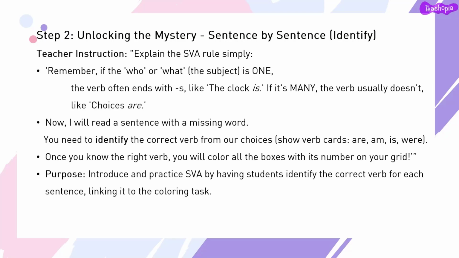Explain the SVA rules simply. Remember, if the who or what, the subject, is one, the verb often ends with S, like the clock is. If it's many, the verb usually doesn't end with S, like choices are. Now, I will read a sentence with a missing word. You need to identify the correct verb from our choices. Show the learners the verb cards: are, am, is, were. Once you know the right verb, you will color all the boxes with its number on your grid. Here, the purpose is to introduce and practice SVA by having students identify the correct verb for each sentence, linking it to the coloring task.